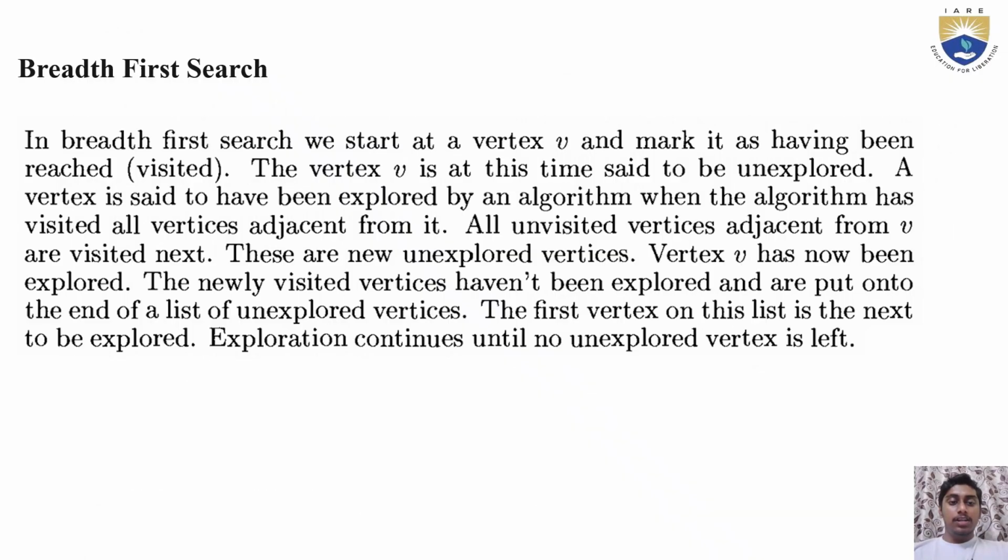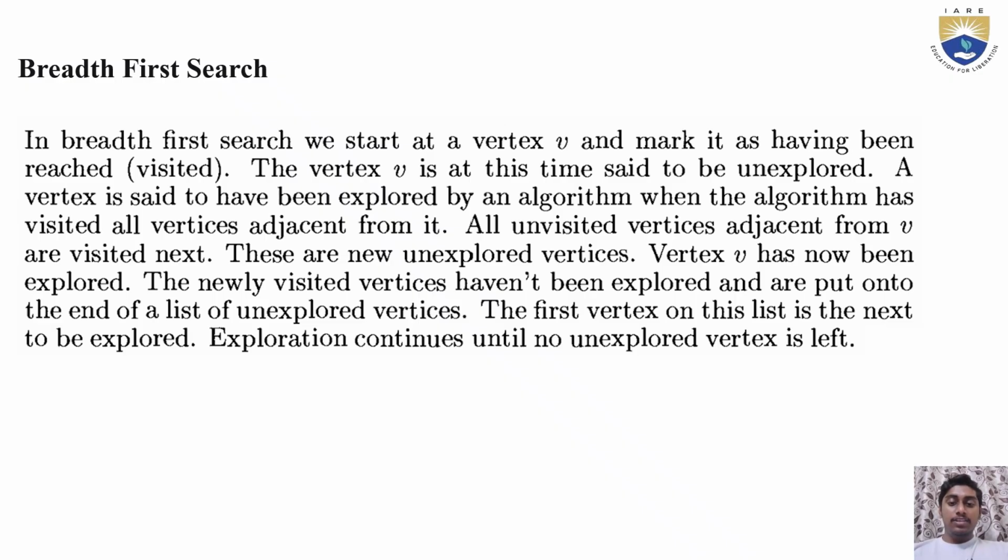Breadth first search. In breadth first search, we start at a vertex V and mark it as having been visited. The vertex V is at this time said to be unexplored. A vertex is said to have been explored by an algorithm when the algorithm has visited all vertices adjacent from it. All unvisited vertices adjacent from V are visited. These are new unexplored vertices. Vertex V has now been explored.